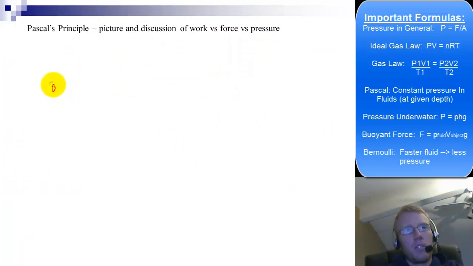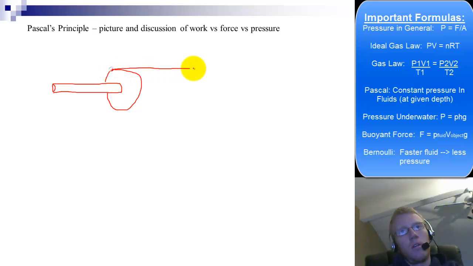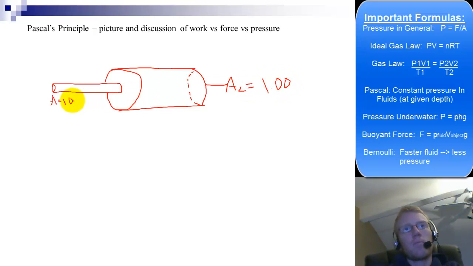Let's draw a little picture. So here's a little piston, and it connects to a bigger one. Say this whole thing is filled with fluid, and right here my area equals 10, and over here my area is 100. A1. And say I press with a force, force equals, I don't know, 50 newtons, something like that.